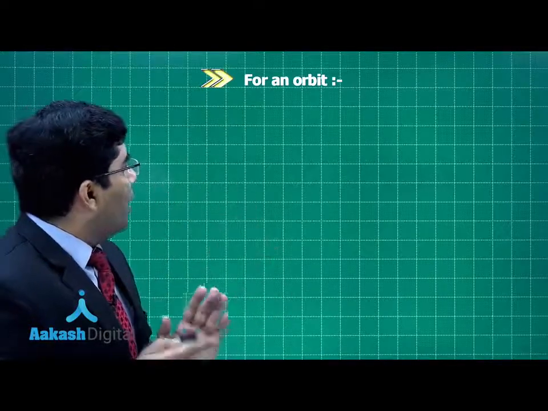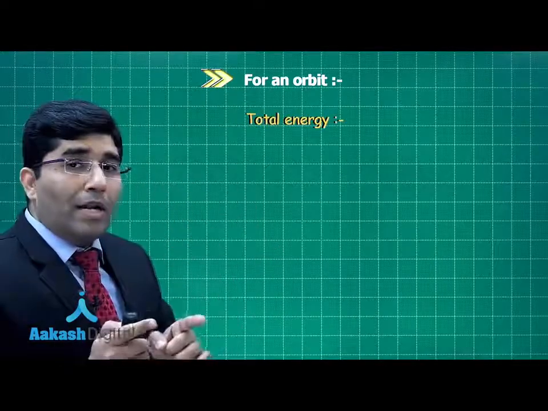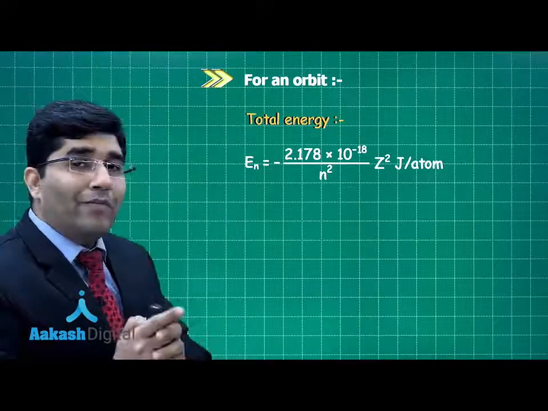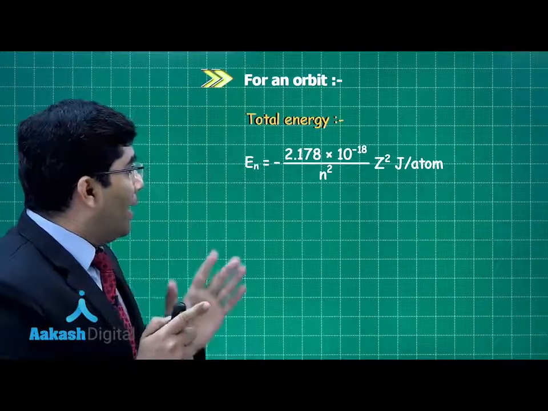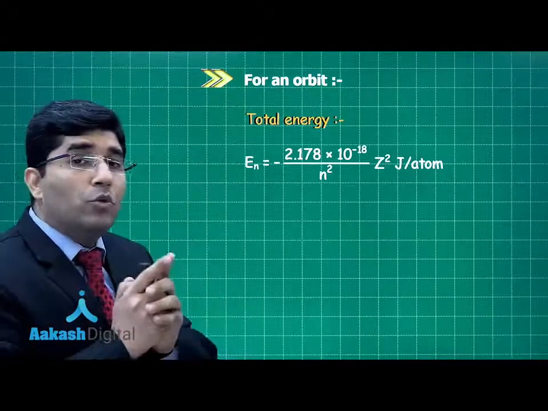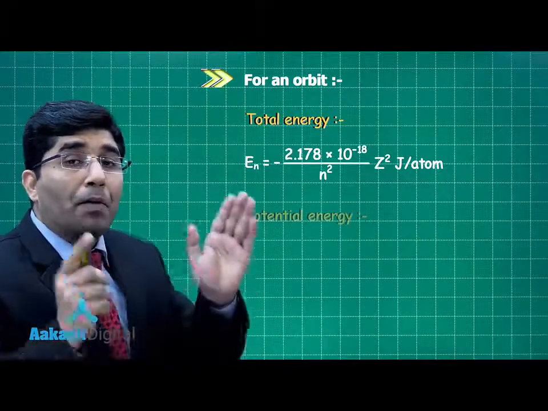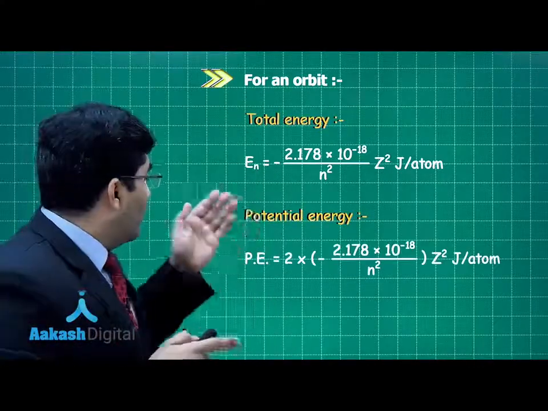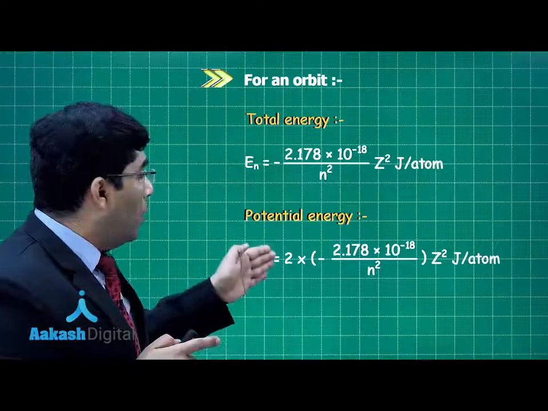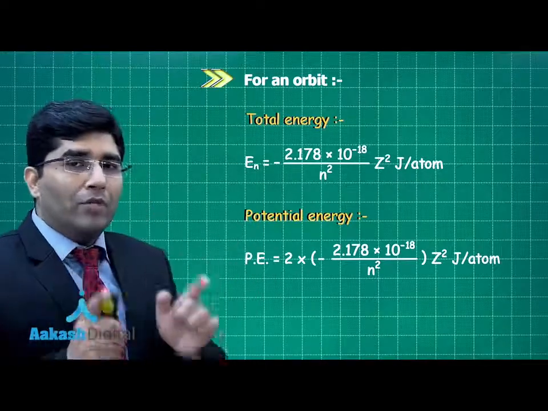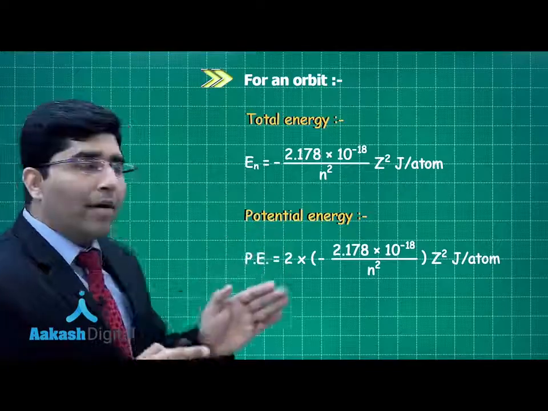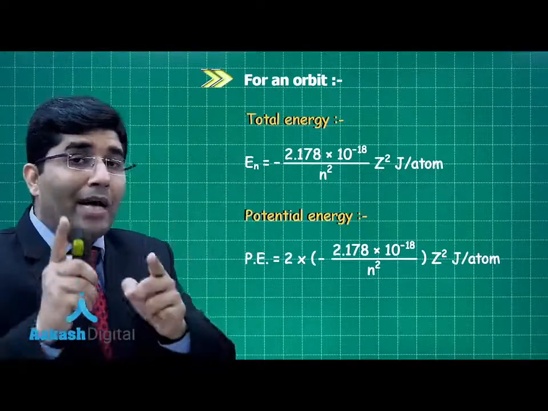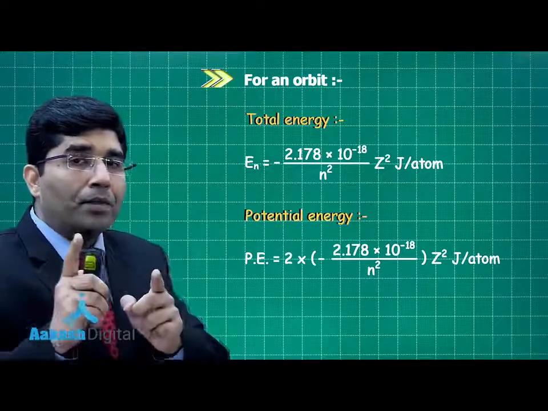Now for an orbit, the total energy, we know this formula, E = −2.178 × 10^-18 × Z²/n² joule per atom. The potential energy will be double of that. We are not going into the derivation of this, but it is for the sake of solving numericals, particularly in competitive exams, right?